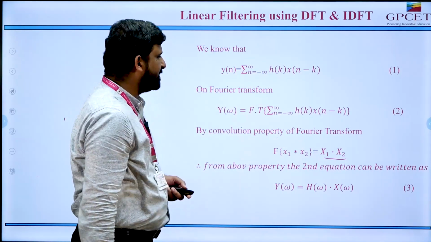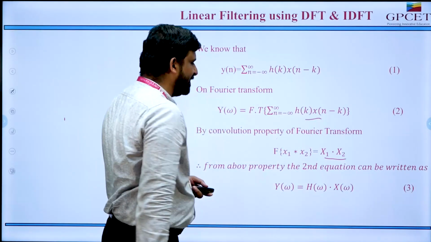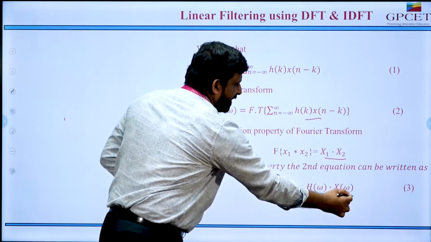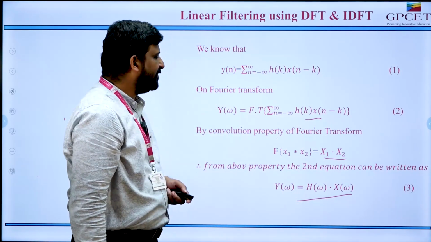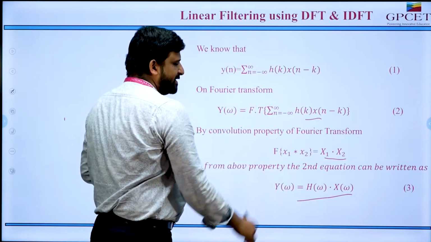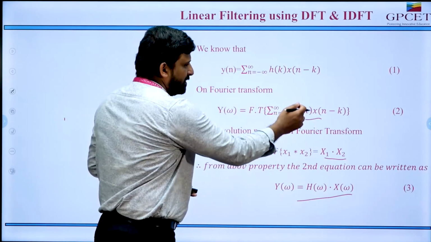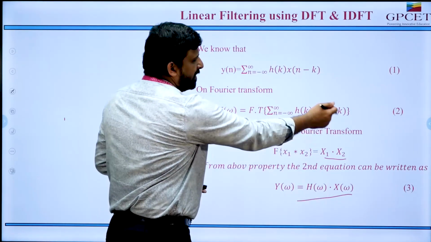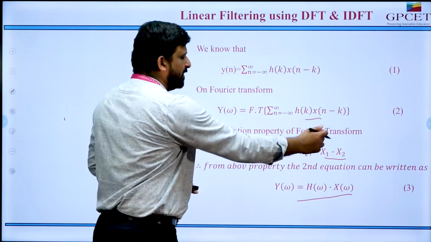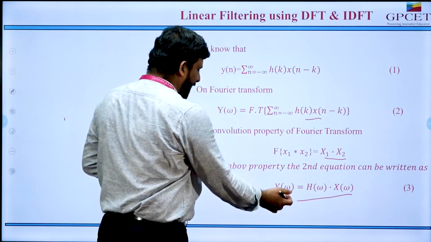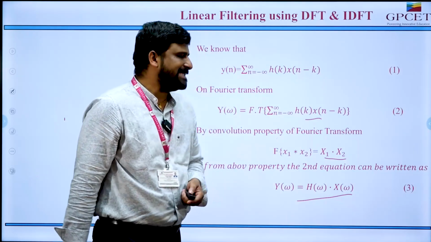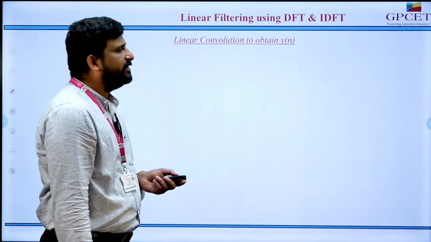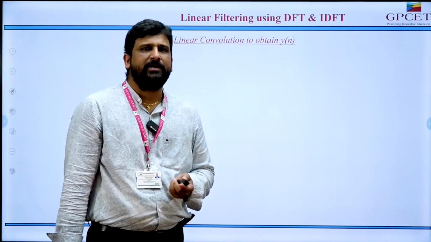From the above property, the second equation can be expressed as y of omega is equal to h of omega into x of omega. By considering this convolution property, the impulse response h of k under the Fourier transform is converted into h of omega, and x of n minus k is converted into x of omega. Overall, y of omega is equal to h of omega into x of omega. Based on this, we will see some different block diagrams.